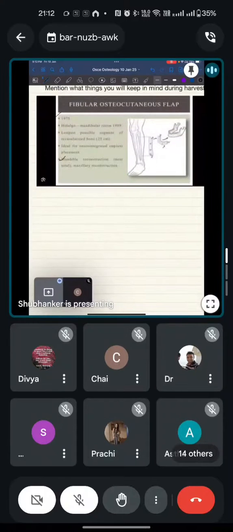Now what things do you have to take care of? We all know there is the ankle joint over here, and proximally also there are important structures. So what all do we have to take care of? Distally, you have to spare 5 centimeter of fibula so that your ankle is stable. The stability of ankle is preserved.